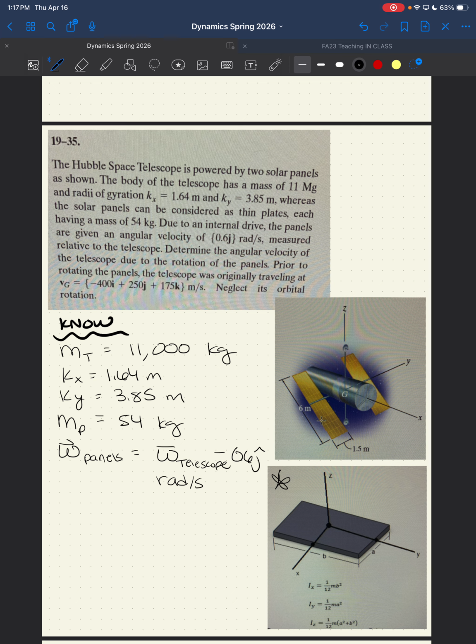Okay, asking us to find omega 2 of the telescope. Okay, so when it tells you that they talk a little bit about like prior to the panels rotating. So what I would like for you to do is consider all the angular momentum to be 0 at time 1 and to be non-zero at time 2.